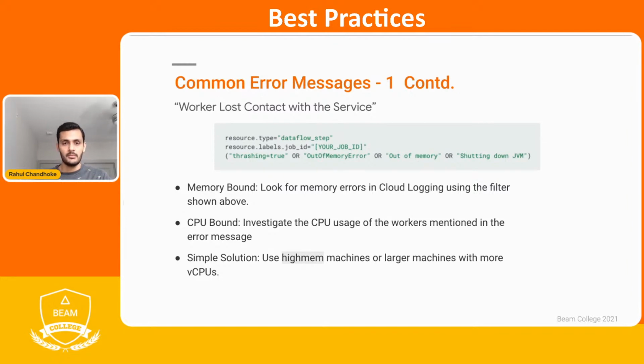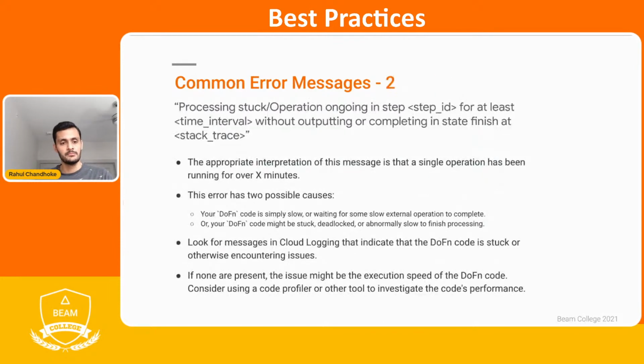As it says, the simple solutions to avoid this issue are maybe to use workers that have more memory, so some of the high-mem machines that are provided in GCP. Or if it's more of a CPU issue, then use larger workers with more vCPUs that can actually process the amount of data that you have in your pipeline.